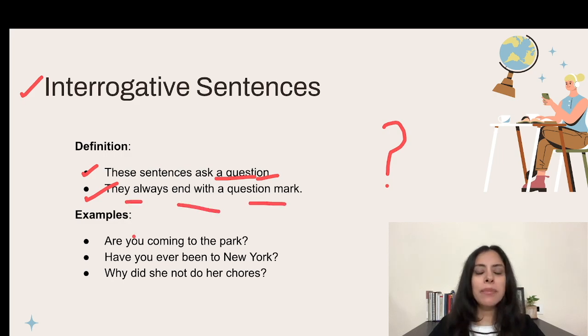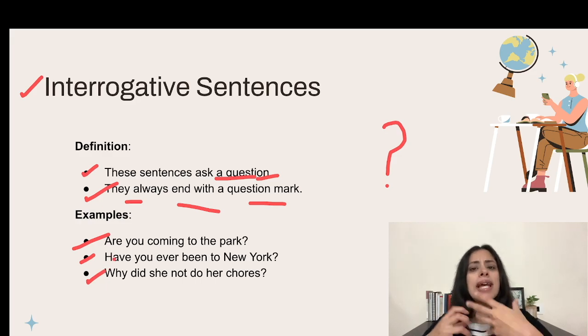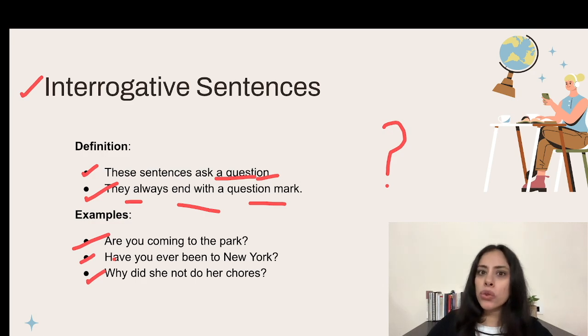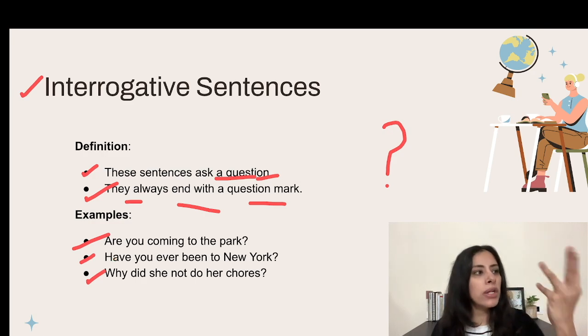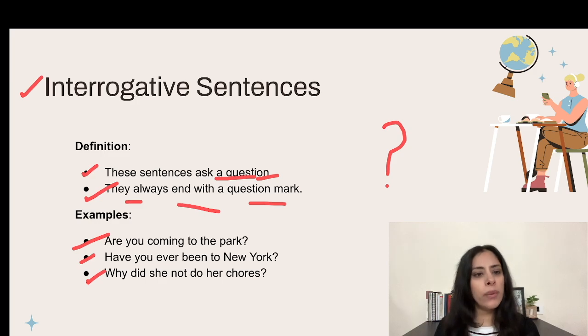Let's see some examples. Are you coming to the party? Have you ever been to New York? Why did she not do her chores? It can be basically anything. Where are you going? What are you doing? Why are you not here? Why are you there? Any particular question, we regard it as an interrogative sentence.